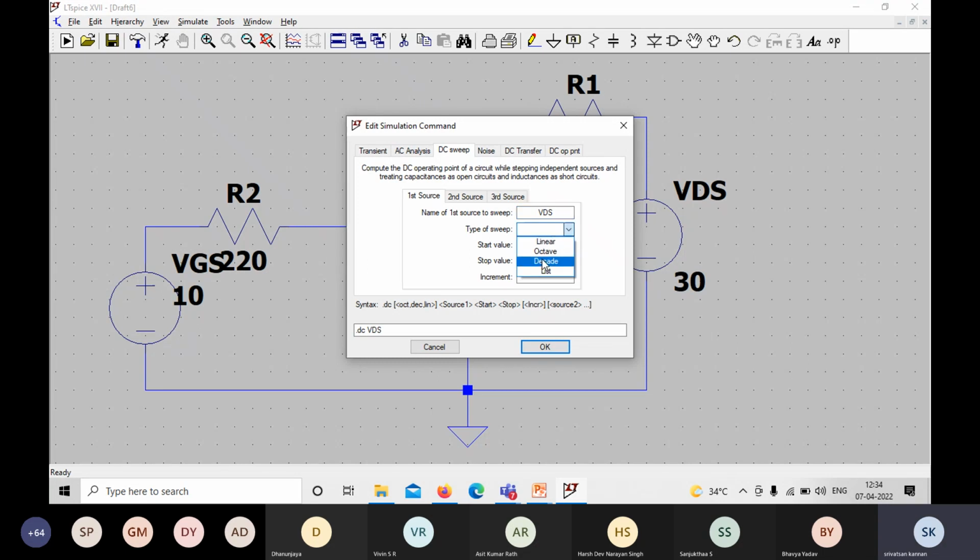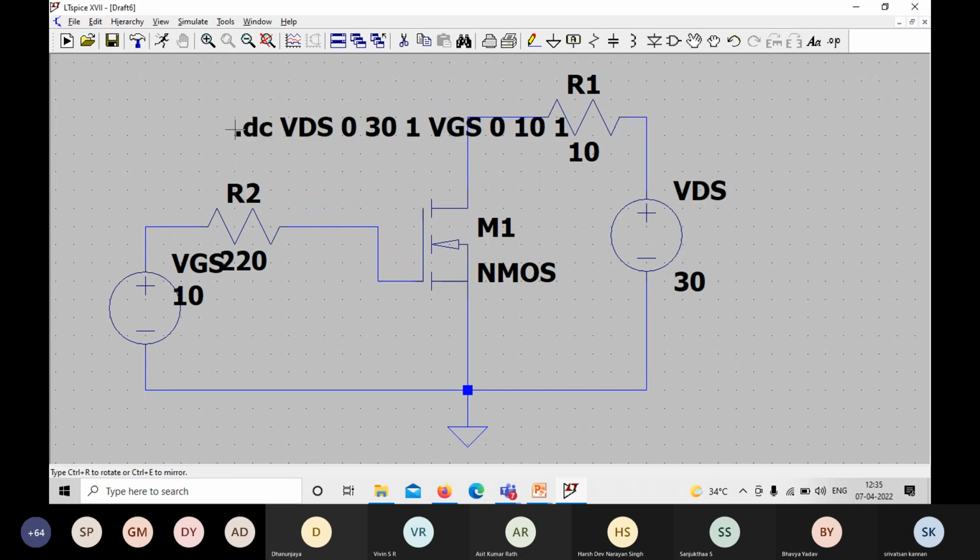Yes, the type of analysis is linear. Start value 0. Stop value. Increment of 1. And the second source is VGS. First source is VDS, right? Okay, let us see the response. Accordingly, we will modify. Start 0, stop value 10, increment of 1.